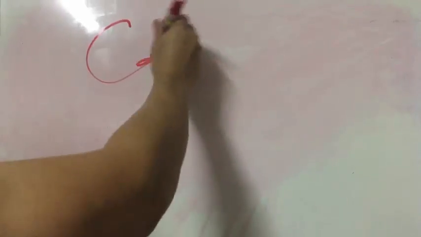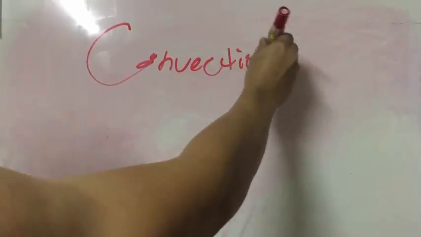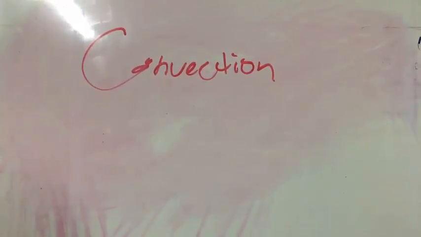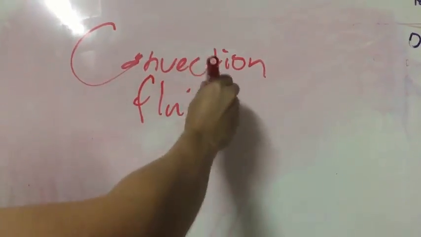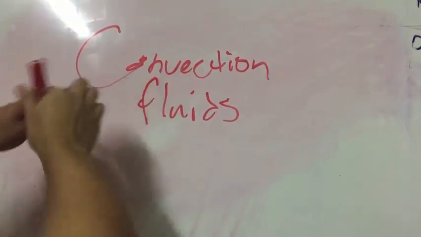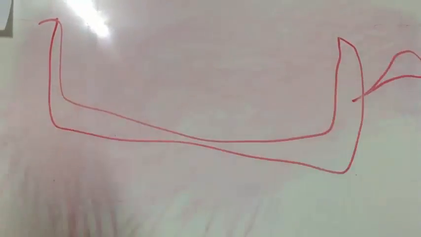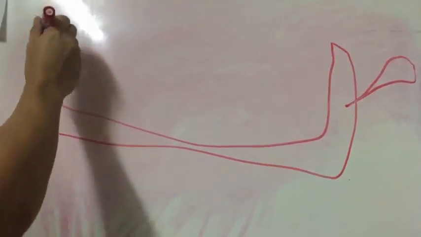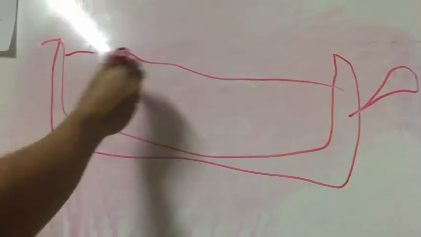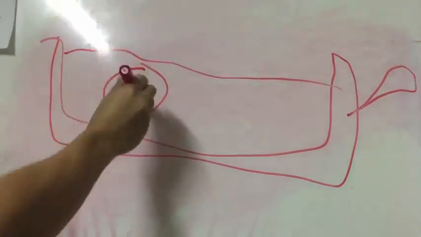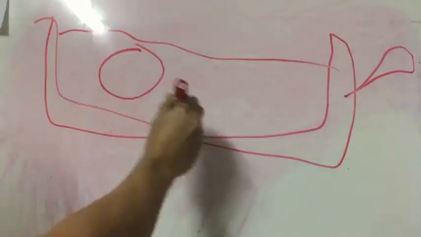Convection is heat transfer in gases and liquids, which are fluids. Heat transfer in gases and liquids. So in our example just now, we used a frying pan. This is the frying pan, and in the frying pan there is water and egg. How does this egg cook? Because of convection.